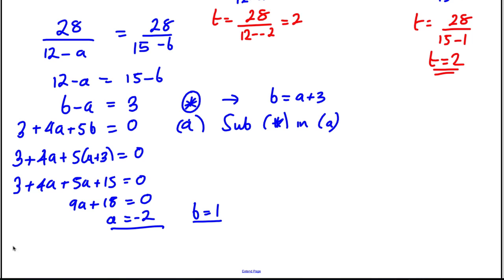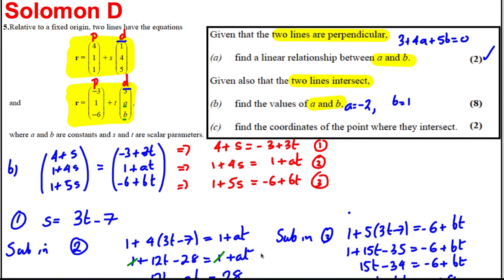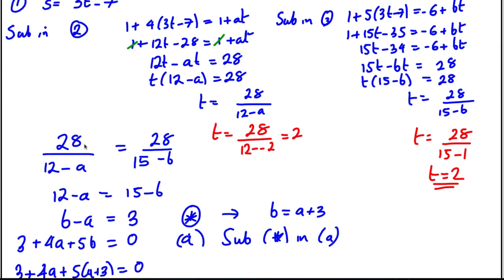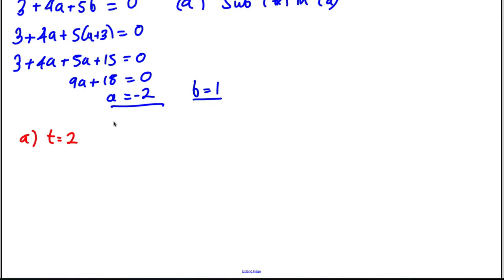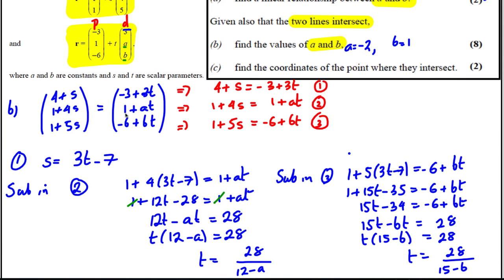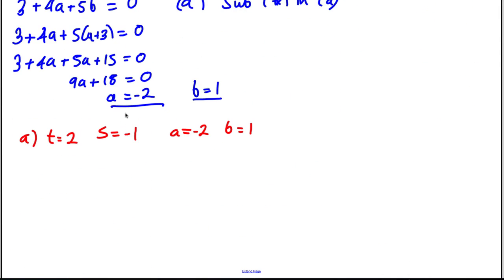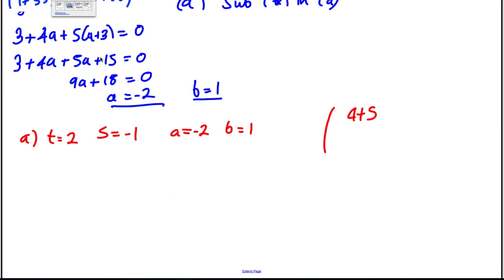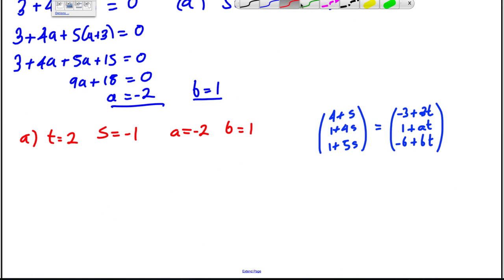Okay, so for the last part, C, I know that t is equal to 2. Using this equation here, I know that S must be 3 times 2 take away 7, so S must be equal to negative 1. And I've got A is negative 2 and B is 1. Now it's just a case of substituting these into these equations here and I get the points of intersection. I'm going to substitute all of that in and check each of them works.